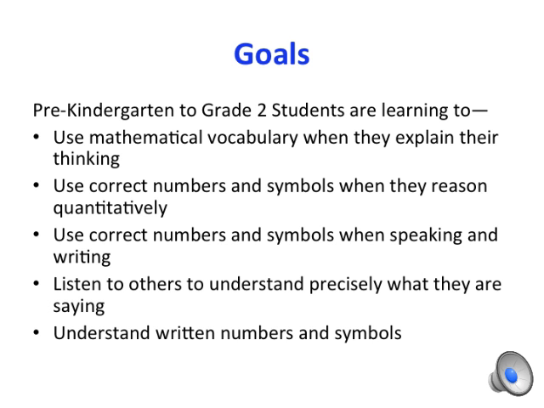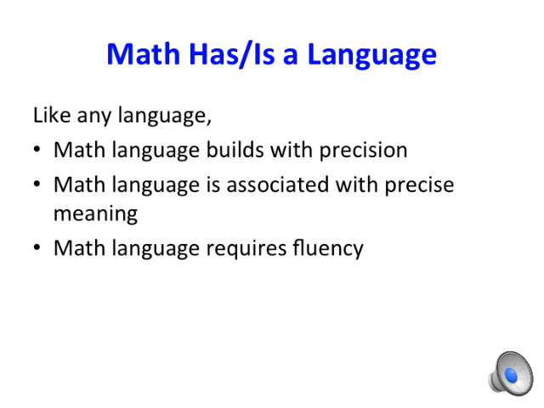Students are to listen to others to understand precisely what others are saying, and they need to understand written numbers and symbols. Math is a language, and like any language, math language builds with precision. For example, if we look at the CCSSM, we see that in pre-kindergarten, students learn the precise number sequence from 1 to 10, and then in kindergarten, children learn that sequence up to 20.